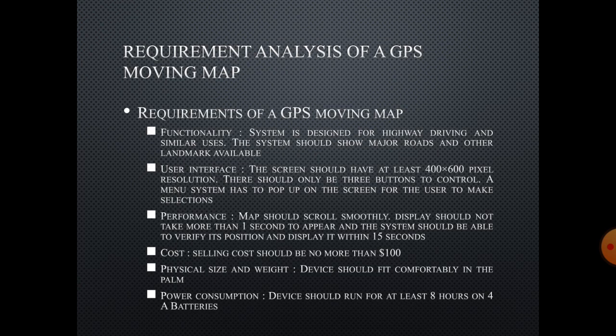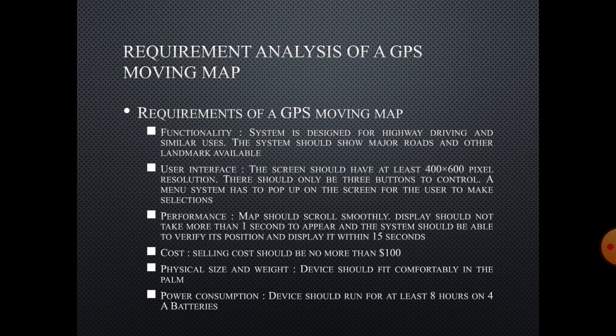So the requirement analysis of a moving map by a client is mentioned below, like requirements of a GPS moving map. First, the functionality given by the client: a system designed for highway driving and similar uses. The system should show major roads and other available landmarks. Then user interface. The screen should be of at least 400 into 600 pixel resolution. There should be 3 control buttons. A menu system has to pop up on the screen for the user to make a selection.